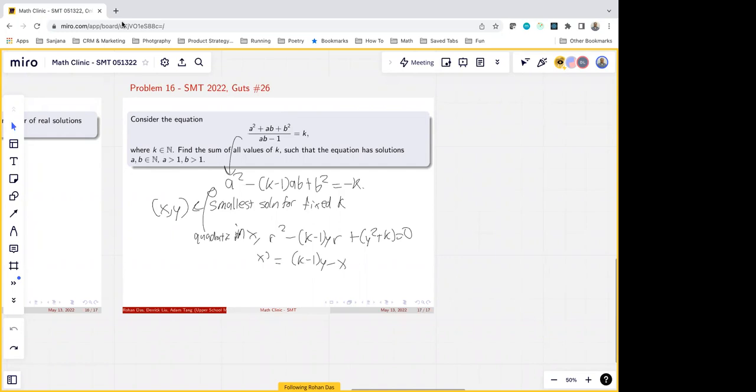By definition, and by assumption, we have that x prime is at least x. So it tells us that (k minus 1)y is at least 2x. And similarly, we can find that (k minus 1)x is greater than or equal to 2y. Adding these, we get that k is at least 3. We can very quickly just make sure that k equals 3 does not work. This gives a squared minus 2ab plus b squared equals -3. This is (a minus b) squared, so it can never be negative. So therefore we have k is greater than 3.